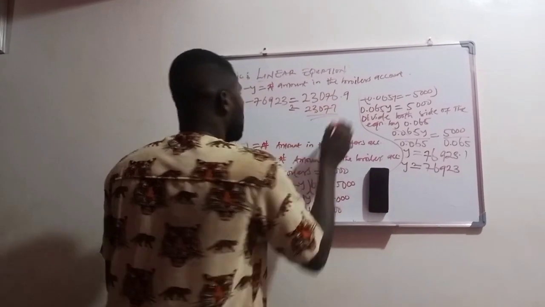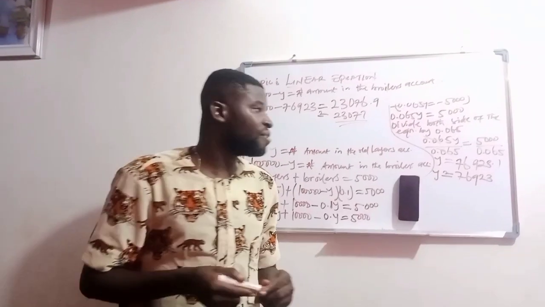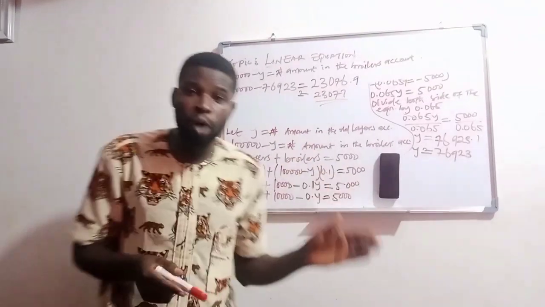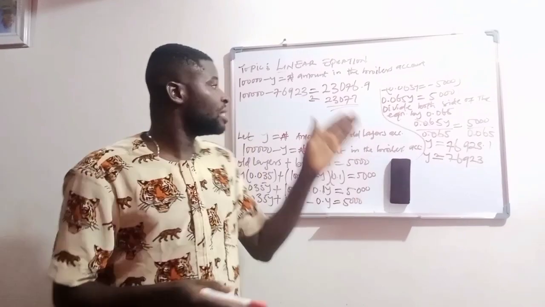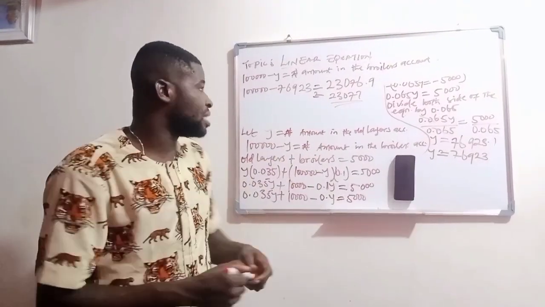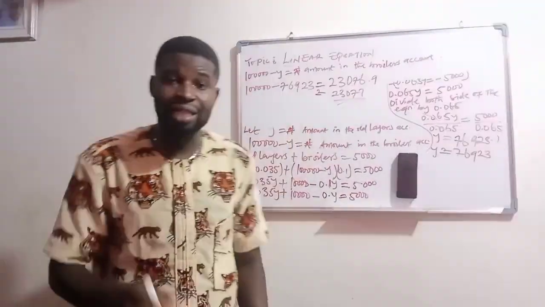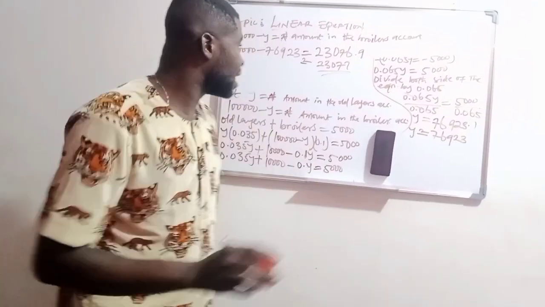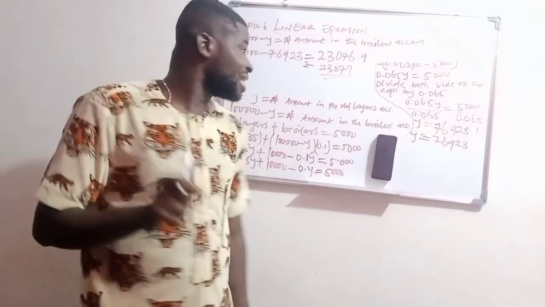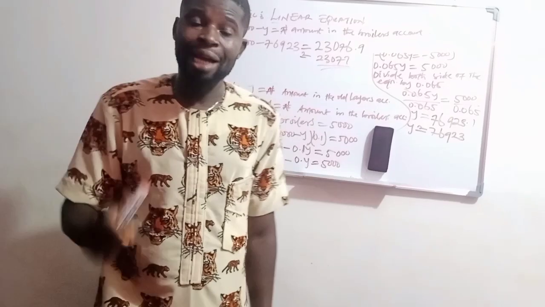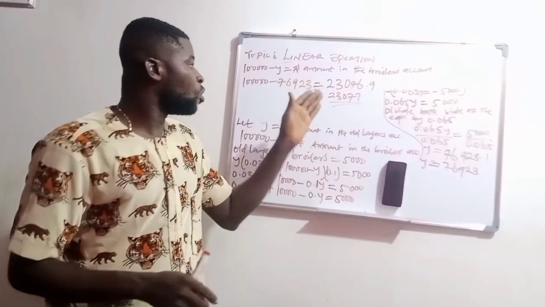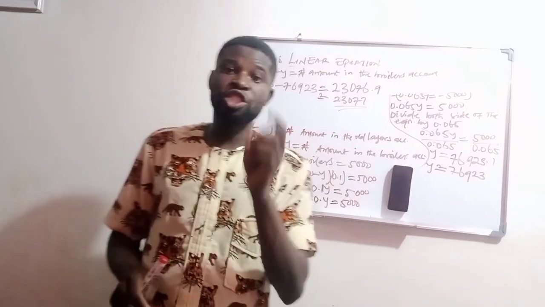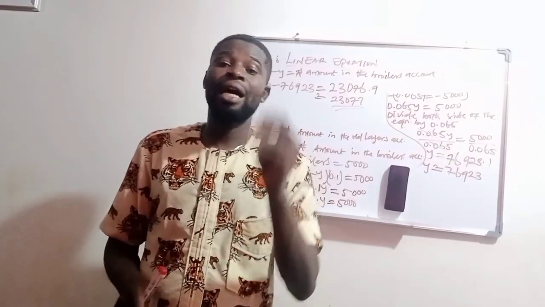From this, by approximation, we have that this is equal to 23,077 naira. So for you to be on the safer side, the amount of money that should be invested in layers is 76,923 naira, and 23,077 naira should be invested in broilers, so that your goal will be achieved, which is making 5,000 naira daily.